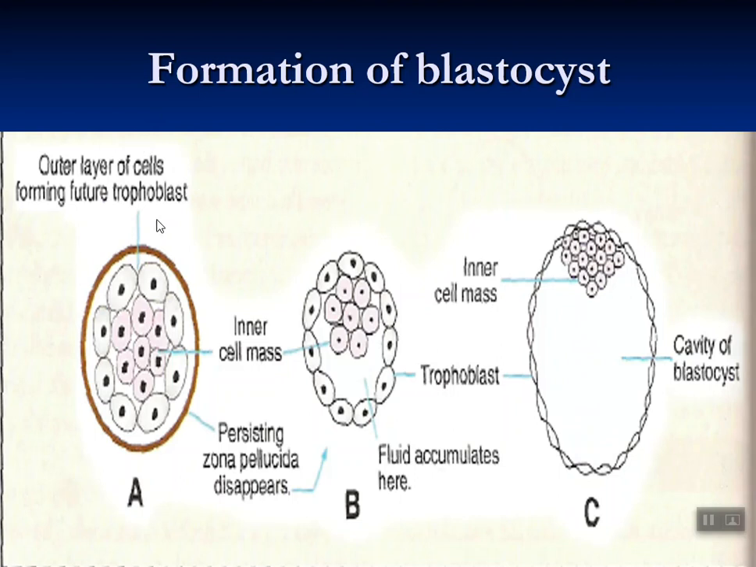There is an outer layer of cells forming the trophoblastic cells. In the trophoblastic cells, the inner cell mass develops. The zona pellucida starts disappearing, and when it disappears, there is accumulation of fluids. And when fluids accumulate, the inner cell mass, the cavity of the blastocyst, and the trophoblastic cells will be there.